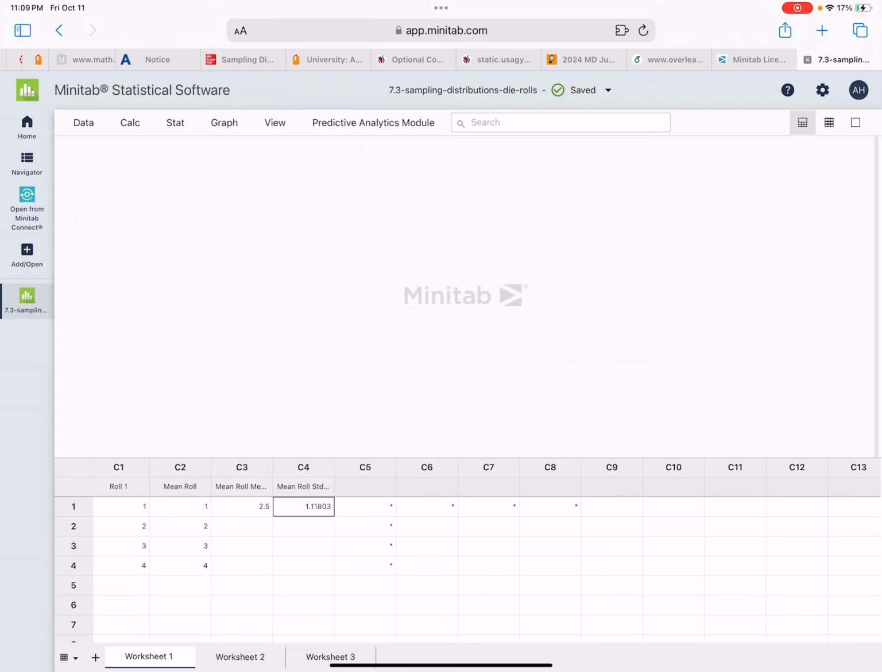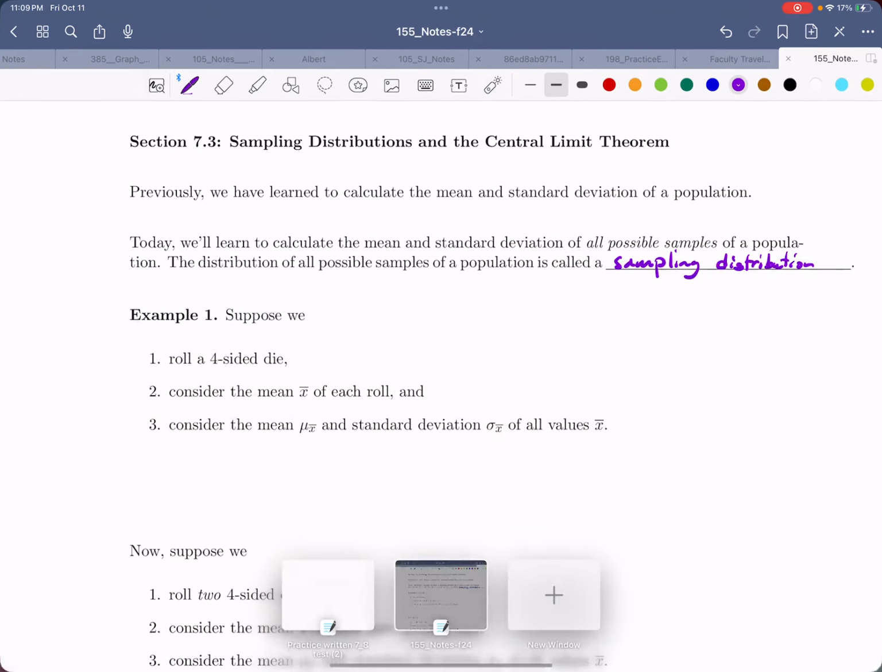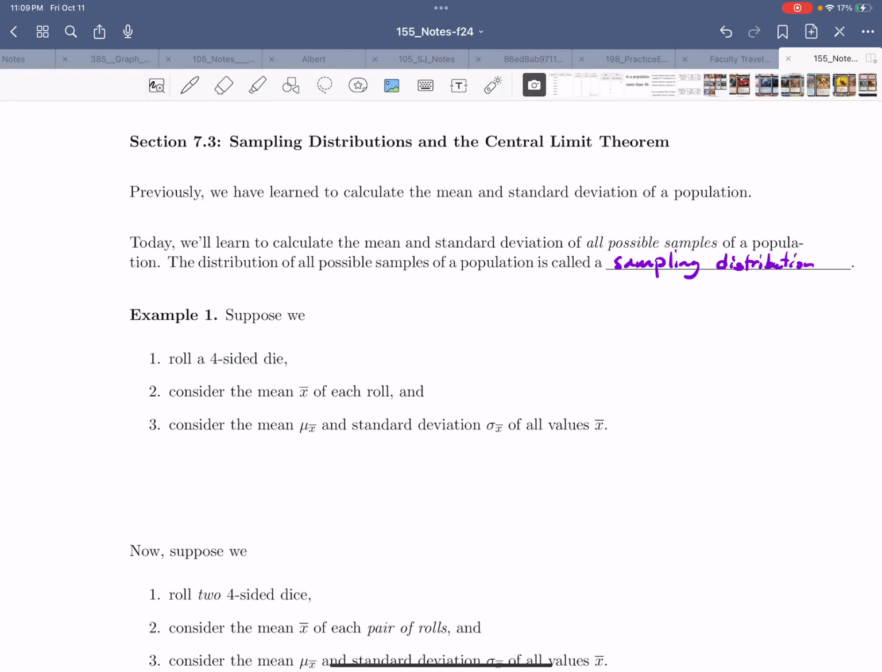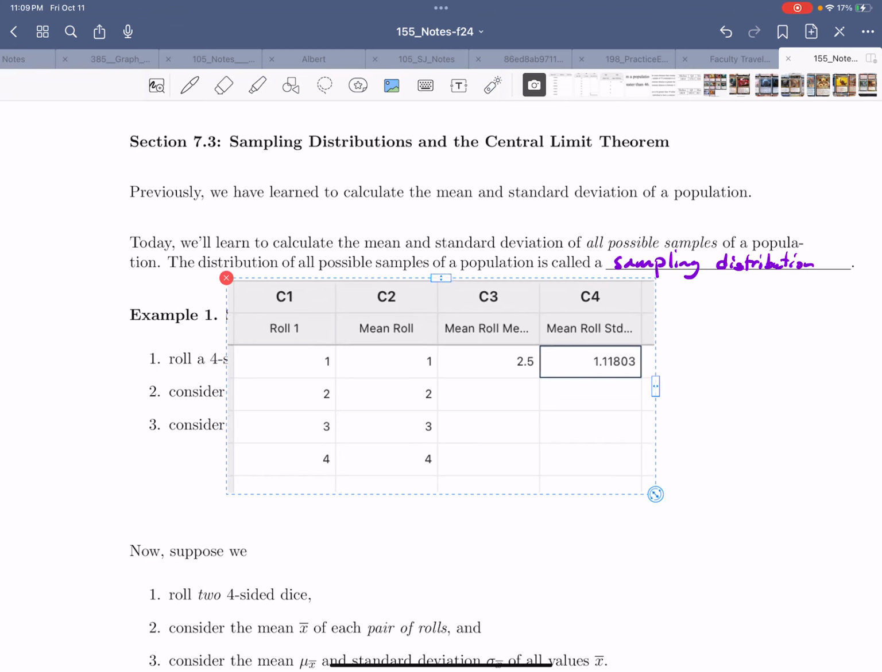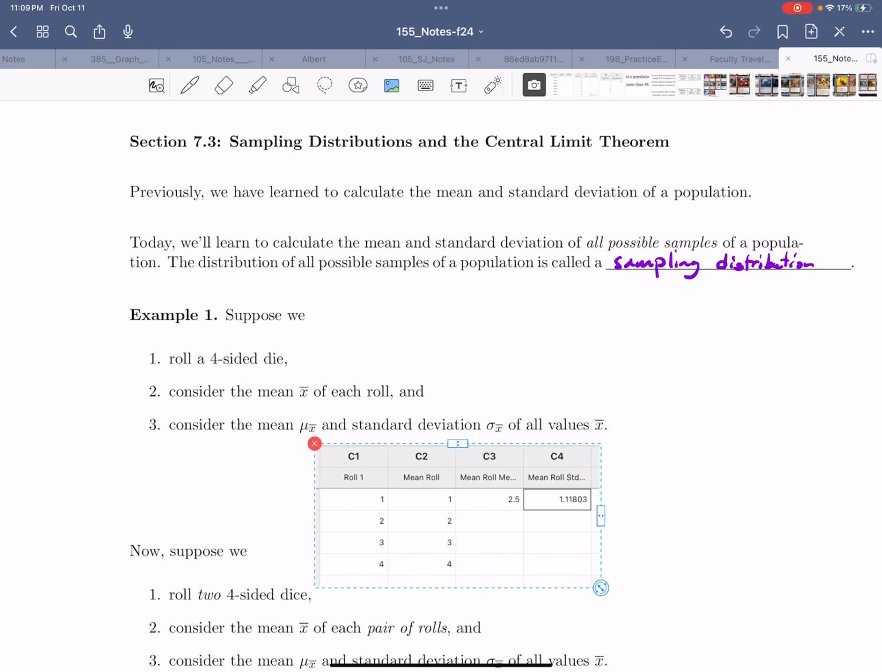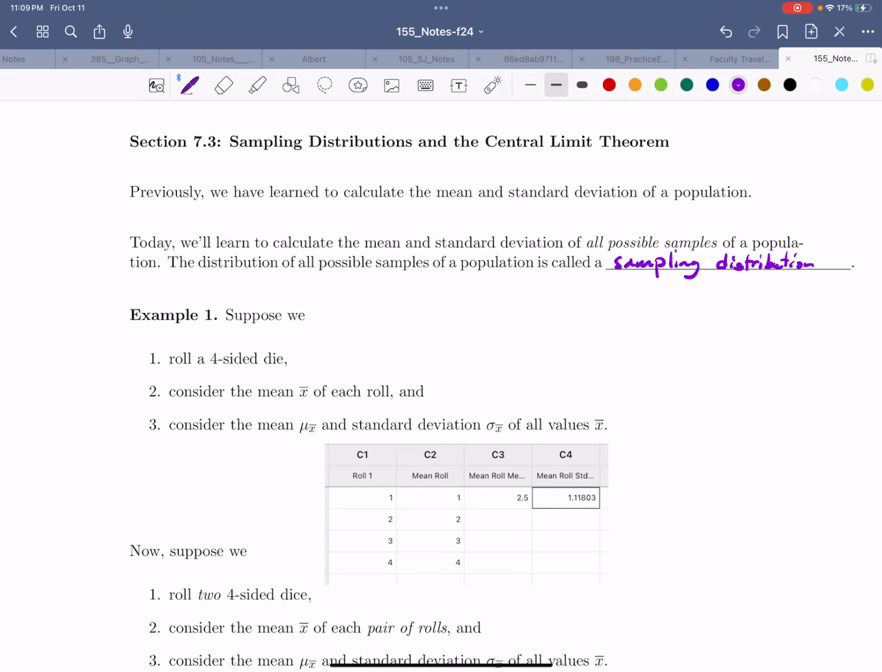Okay, so the mean is 2.5. Again, we should be able to do that just by hand. The standard deviation is about 1.12. We're just going to consider that data point. Just note that. We've got this right here. Circle it. There we go.